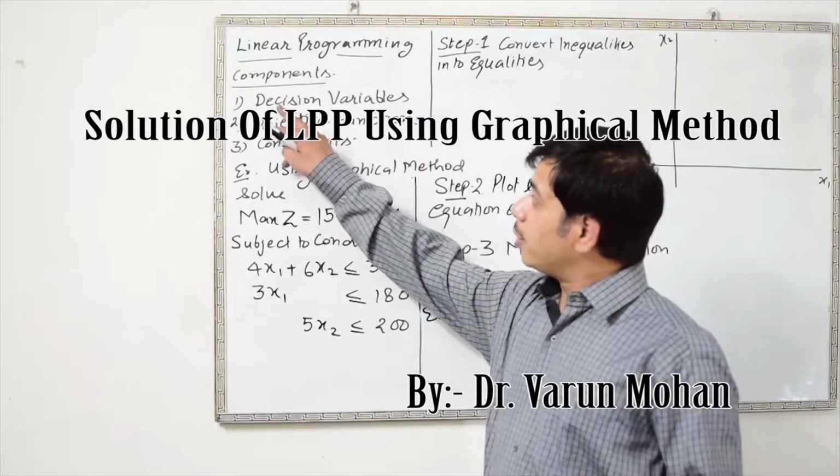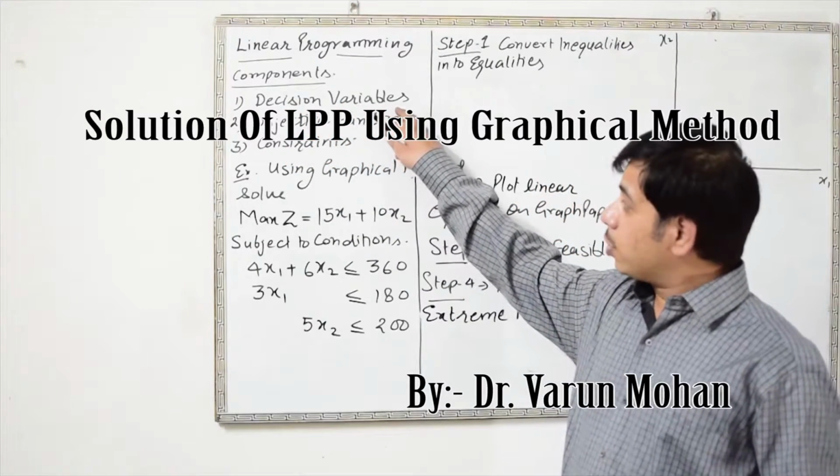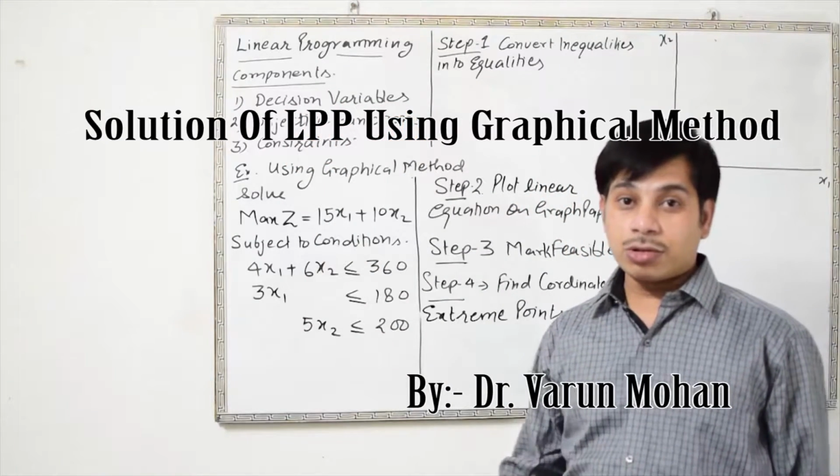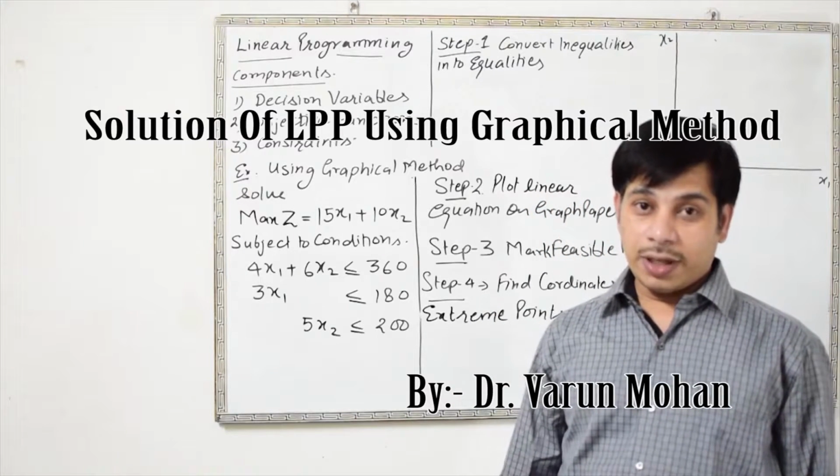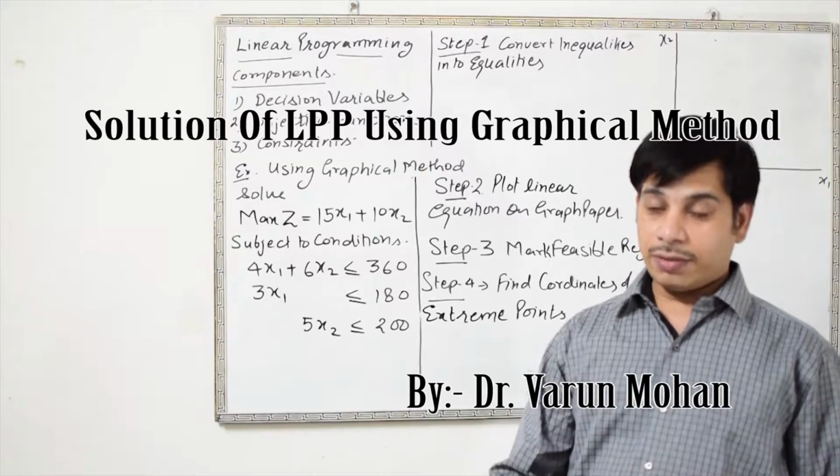The first one is decision variables. Decision variables are those variables or activities which decide our objective, what we want to do and in what manner we want to do it.